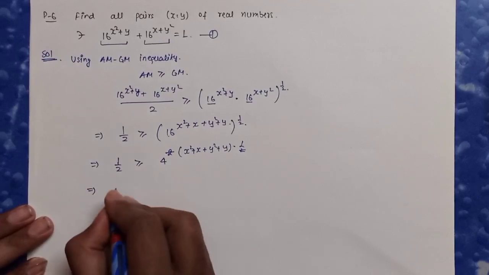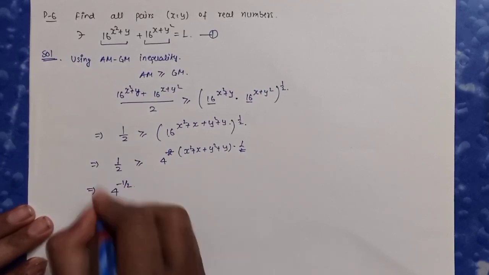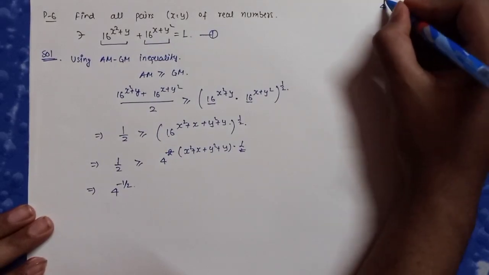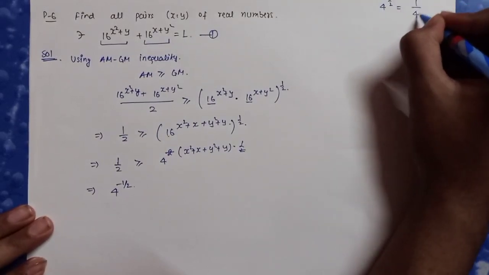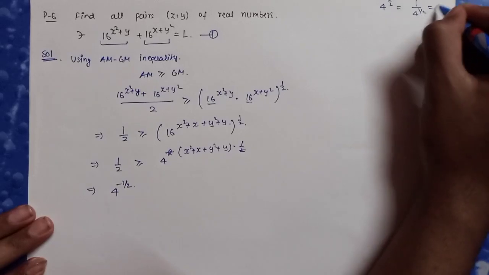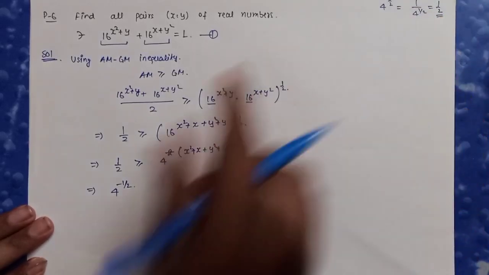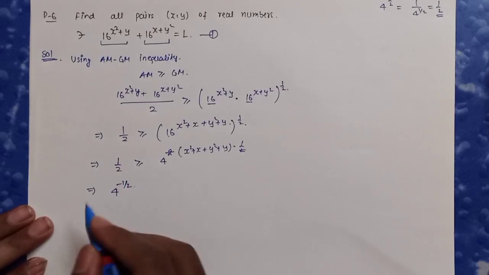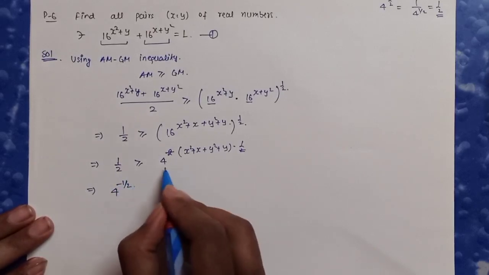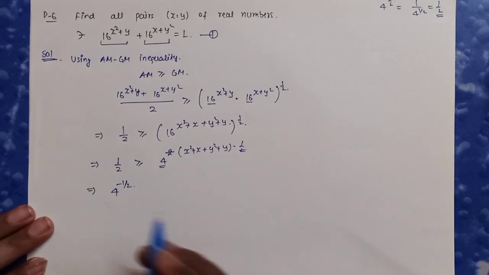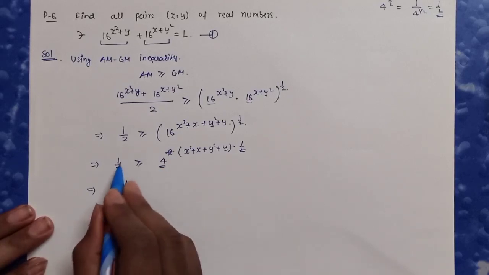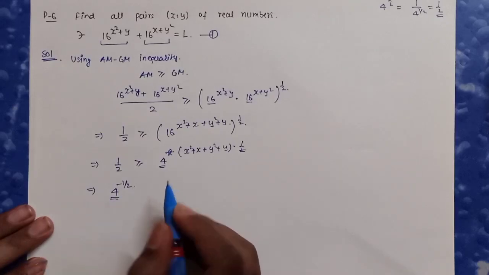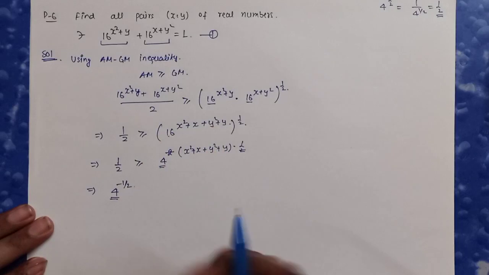Now 1 by 2 can also be written as 4 raised to the power minus half, if we clearly observe, because 4 raised to the power minus half gives 1 by 4 raised to the power 1 by 2, and this is nothing but 1 by 2. So I can write 1 by 2 as 4 raised to the power minus half. This is a key point. I thought like this because in the RHS the base is 4, so I wanted to make the base on the left hand side also 4, so I can eliminate the bases and compare the exponents.